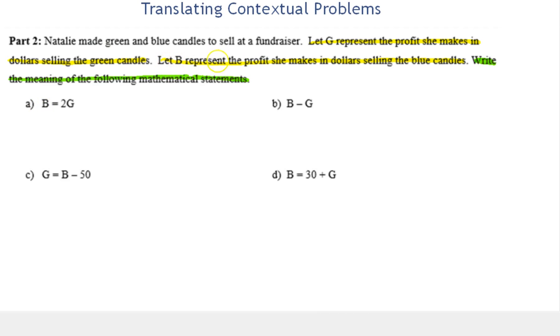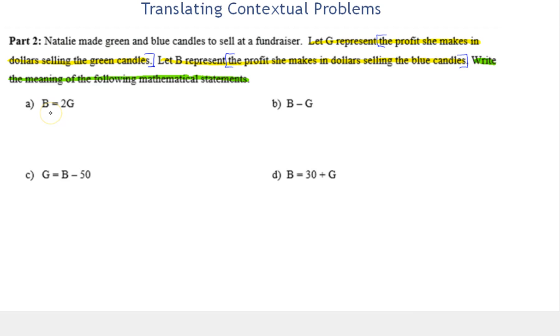So let B represent the, so we're going to start at the profit she makes in dollars selling the blue candles. I put that in brackets. Similarly, G represents, and we'll start at the profit she makes in dollars selling the green candles. Don't leave anything out. You can't just say profit, you can't just say candles because we need to distinguish between the profit for the green and the blue candles because they're different, and we also want to make sure that we include that it's the profit in dollars. So basically, keep everything from this phrase. I know it's a lot to write.